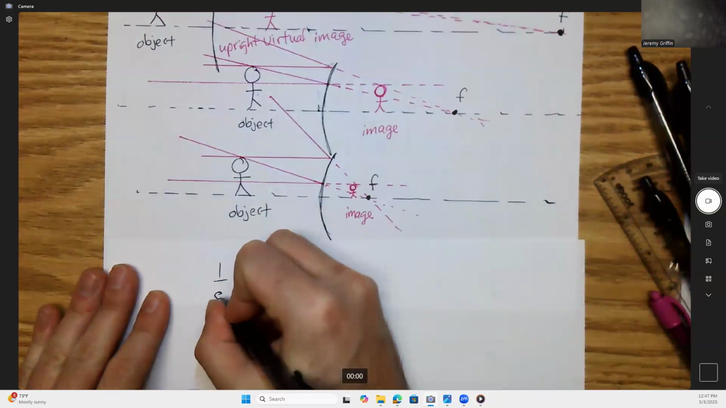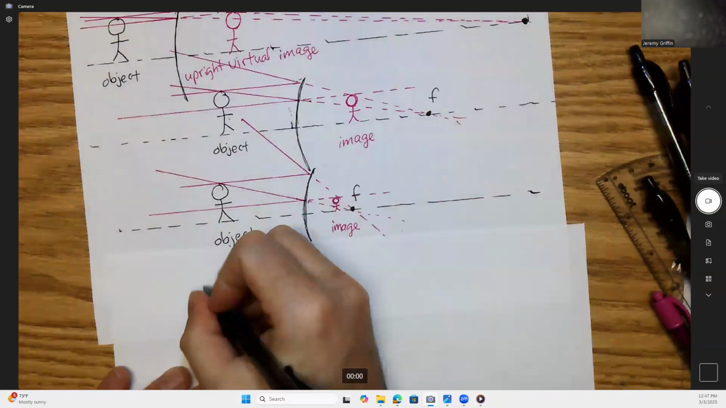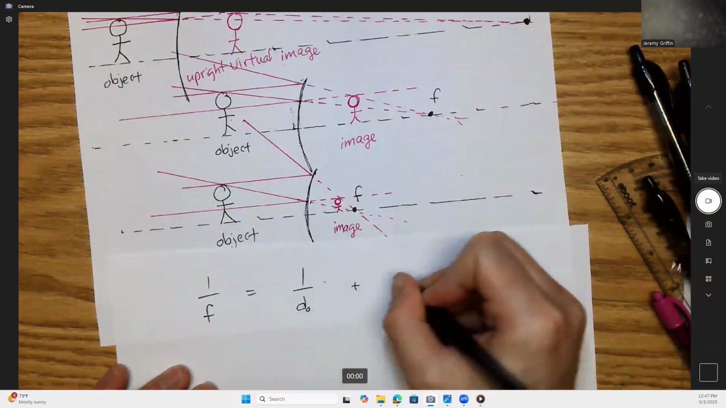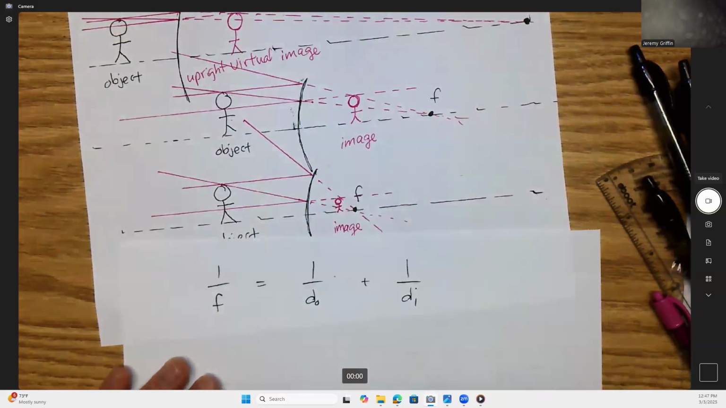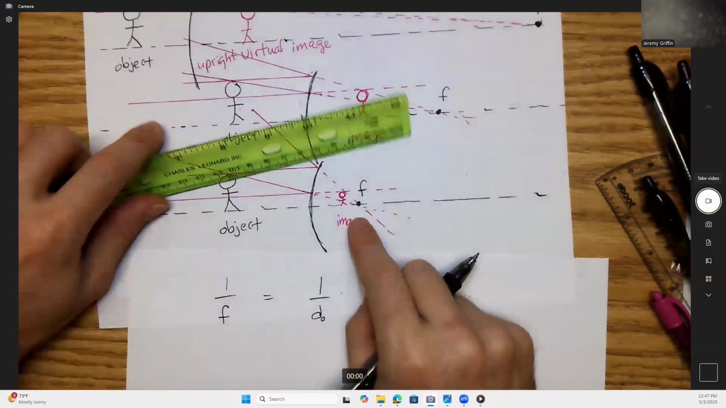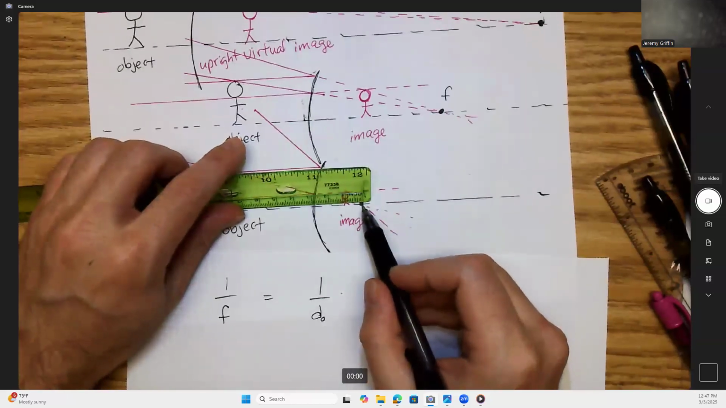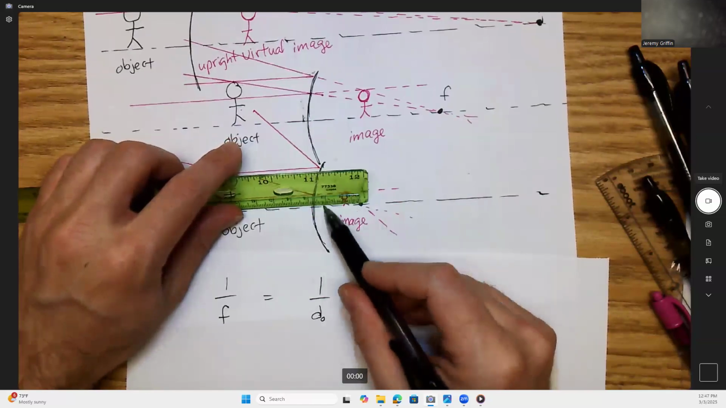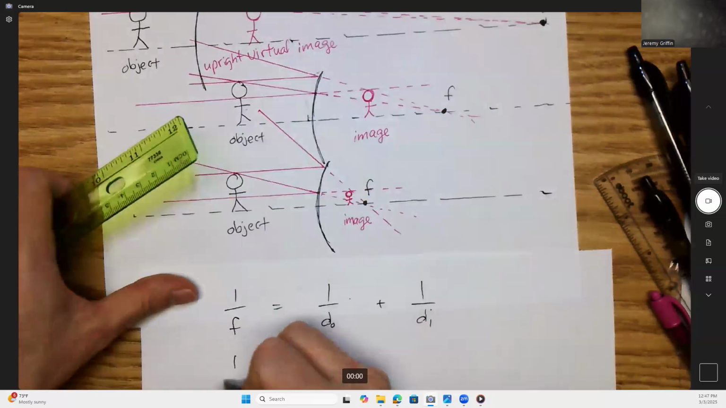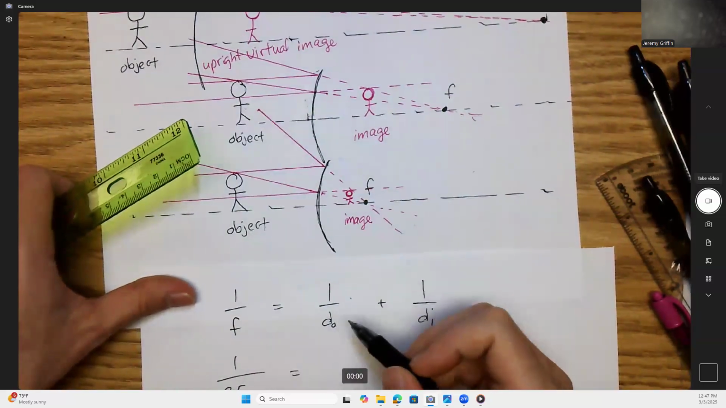So 1 over the focal length equals 1 over distance object plus 1 over distance image. That's my starting point. Now this focal length right here looks like maybe I'll call it 2.5 centimeters, I think. Pretty close to 2.5 centimeters. So 1 over 2.5 centimeters equals.